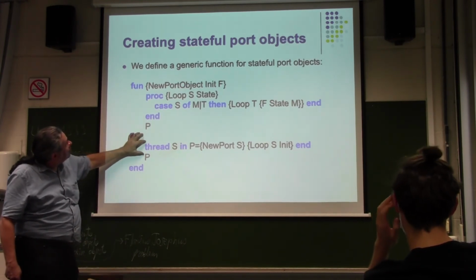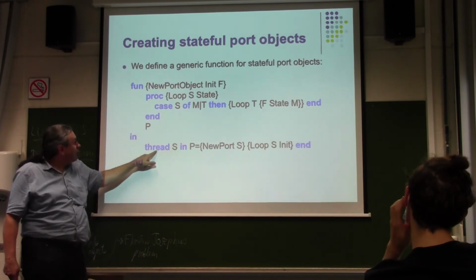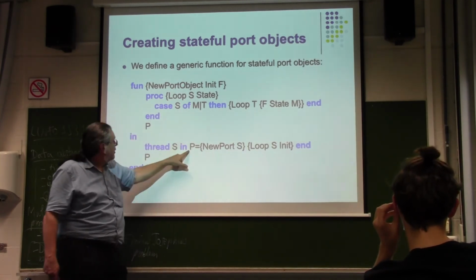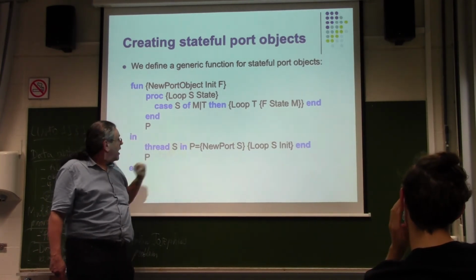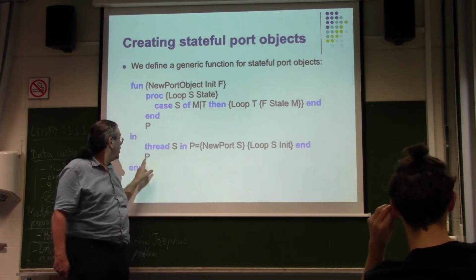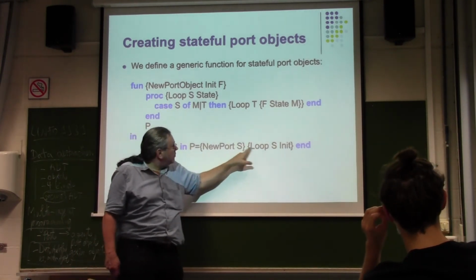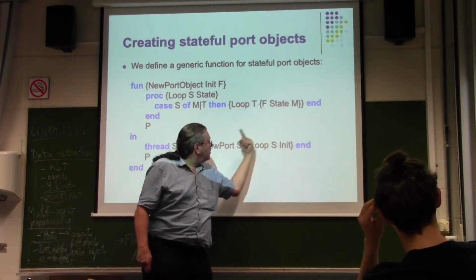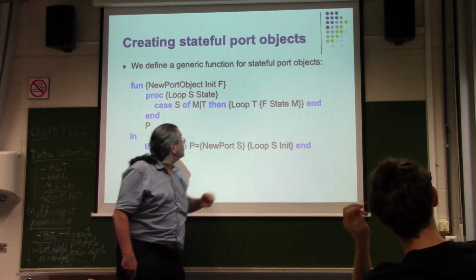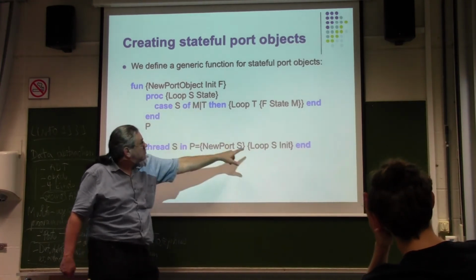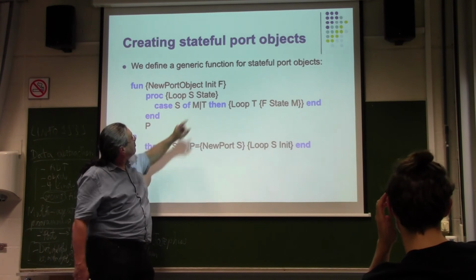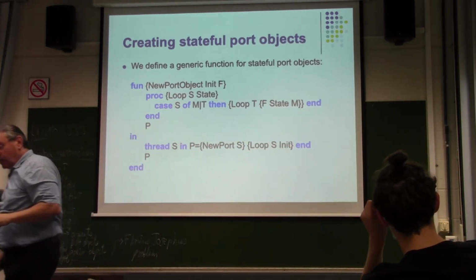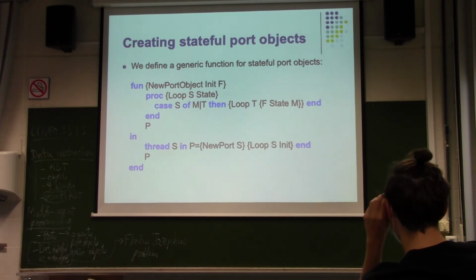So the actual port object is a thread, so I create a new thread here. In this thread I have a port, P, okay, and I can send messages to this port, and they will appear on the stream whenever I send. And then I have this loop that will update the internal state. So the state starts with init, and each time I receive a message, it will update it. Okay? So that's a stateful port object.